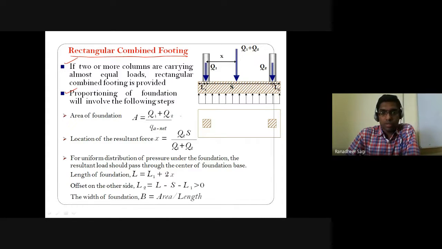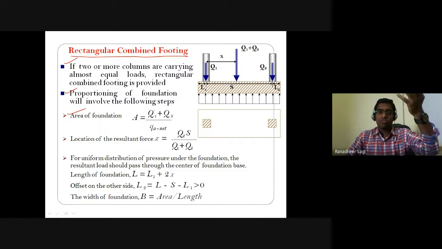So let us go on to understand what steps I should follow in ultimately knowing the length and width of that particular rectangular combined footing. First we'll try to find out the area that we require for that rectangular combined footing. So how do we know what area I should construct there to safely transfer the load coming from two or more columns?